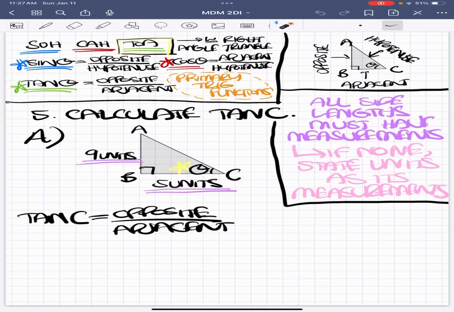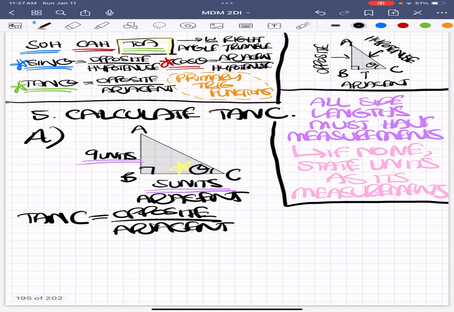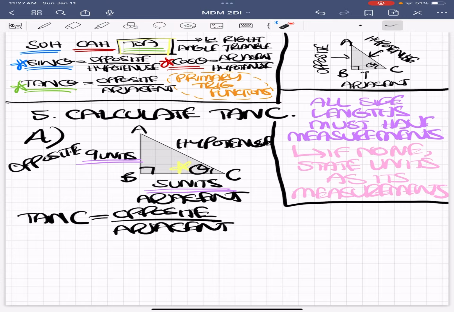So we have theta right there, theta right here, so it's tan C that we're solving for. We have our original formula, tan C equals opposite over adjacent. Right here we have adjacent, right here we have opposite, and right here we have hypotenuse. So we have tan C is opposite over adjacent.